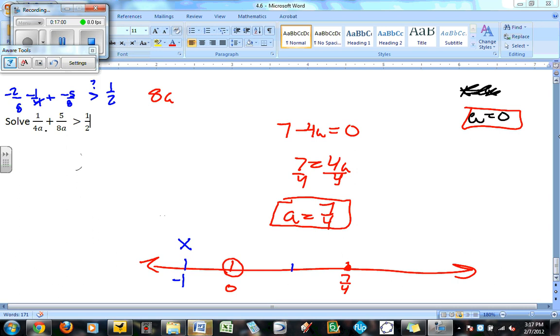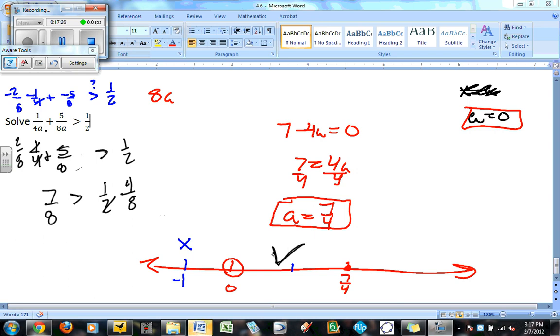And let's pick 1. So I get 1/4 plus 5/8. Is that bigger than 1/2? So again, this is going to have to be 2/8. Is 7/8 bigger than 1/2? That's very close to 1. It is. In order to tell that for sure, you can change this over to 8s. This would be 4/8. So we know that 7/8 is bigger than 4/8. So this is true in here.